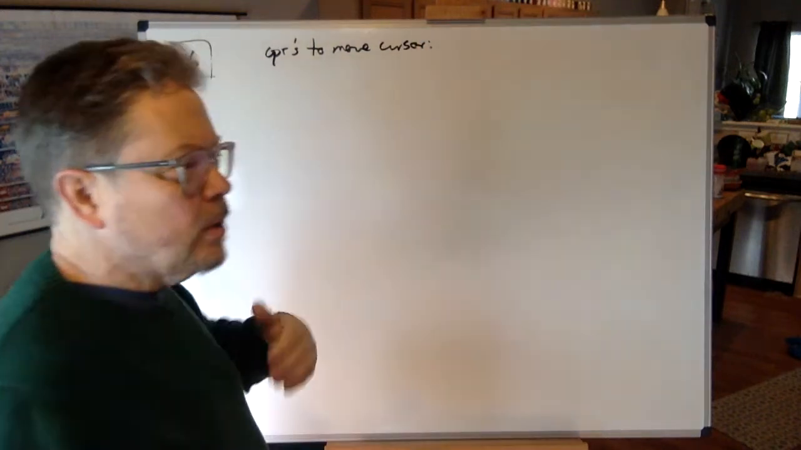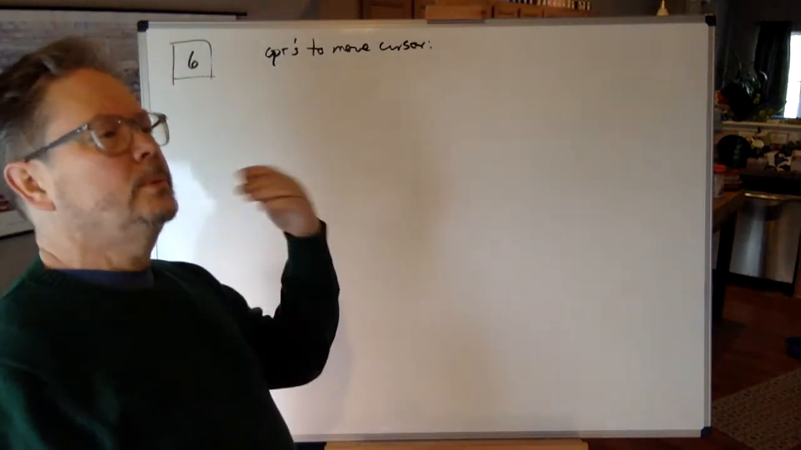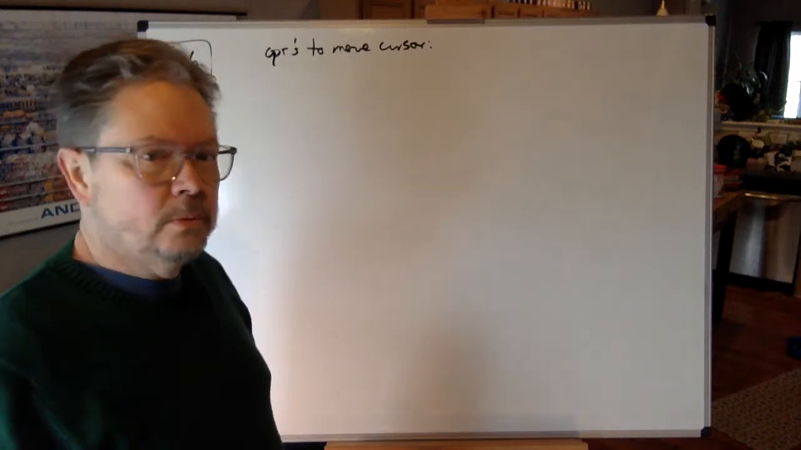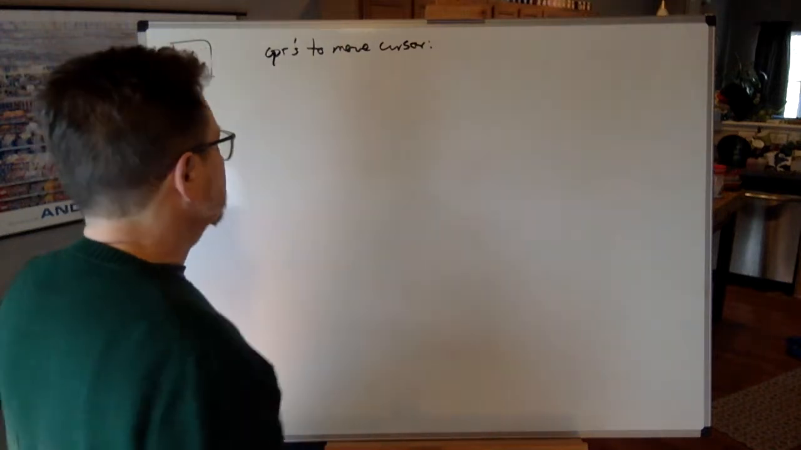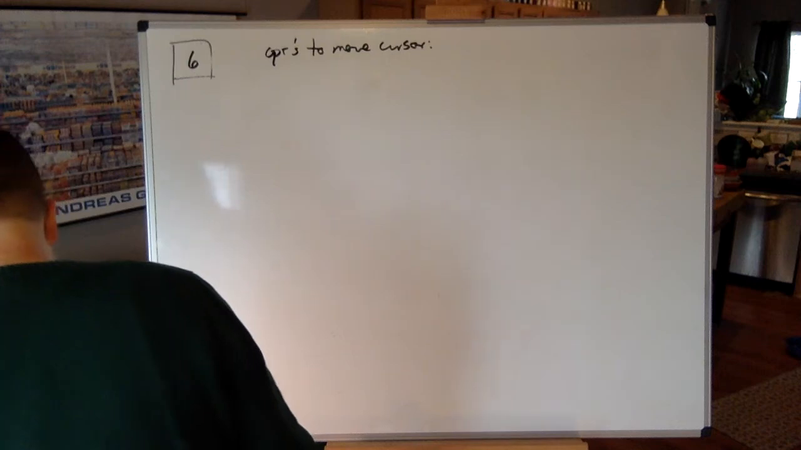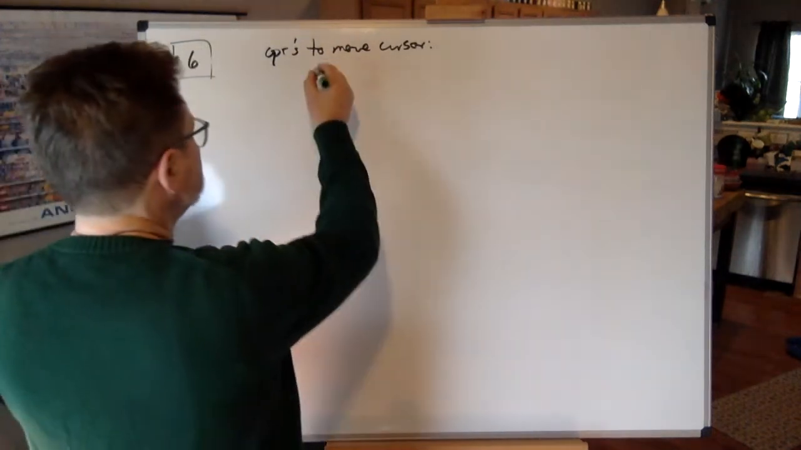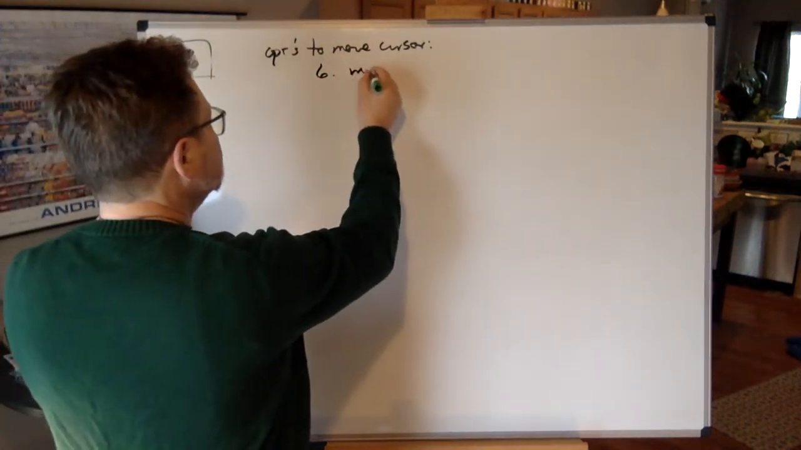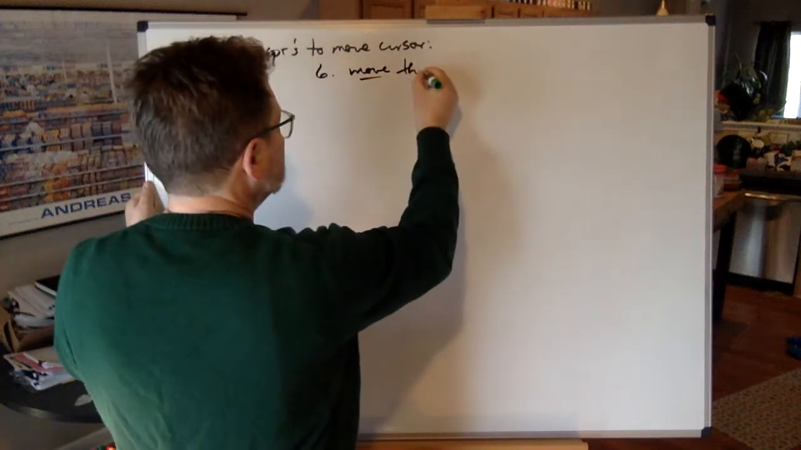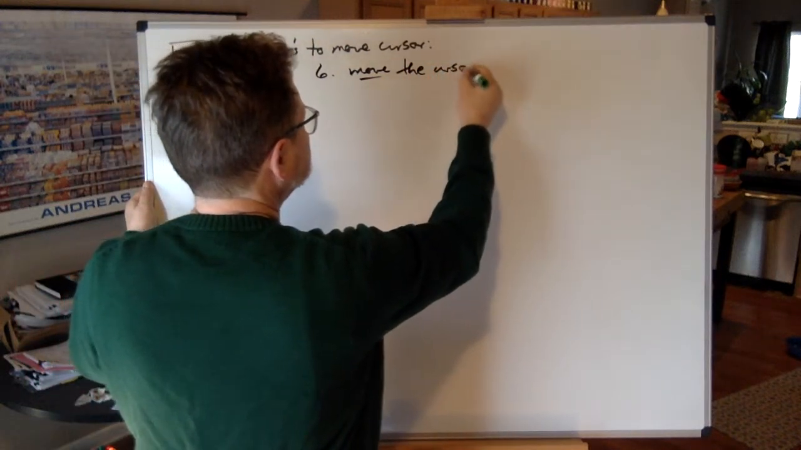Why? Because sometimes we want to put a note at the beginning of the list. Sometimes we want to put a note at the end of the list. Sometimes we want it to go in the middle of the list. Yada, yada, yada. So I'm going to suggest that we can probably get away with these. I think we're up to number 6. Move the cursor to next node.